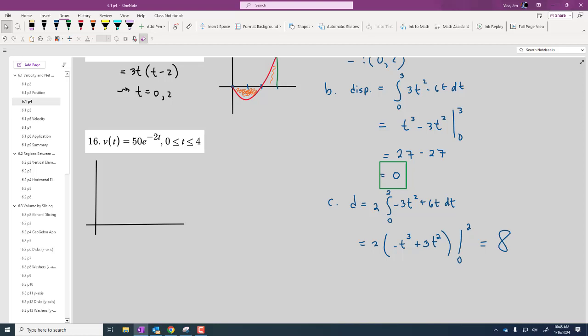We know it's not crossing the t-axis, right? That's always positive. That can never be negative. E is 2.7. You raise that to a power, that can never be negative. An exponent can never make an exponential expression negative. So that's always positive. If we plug in the 0, e to the 0 is 1. So our shape is going to be something like that.